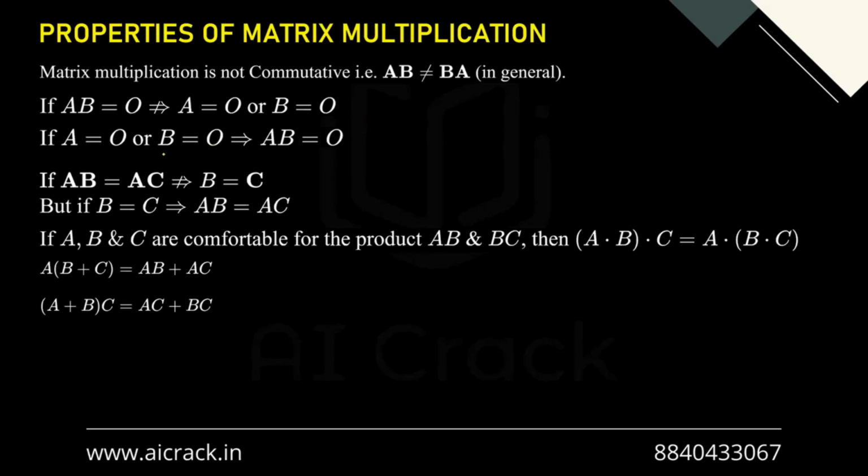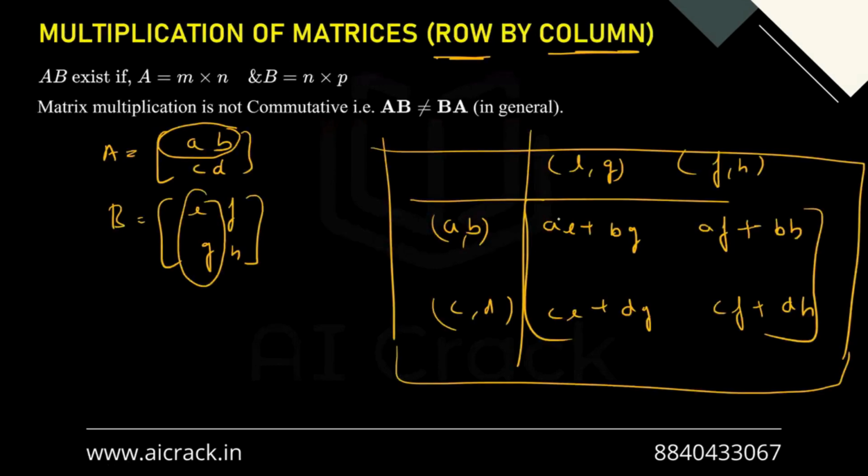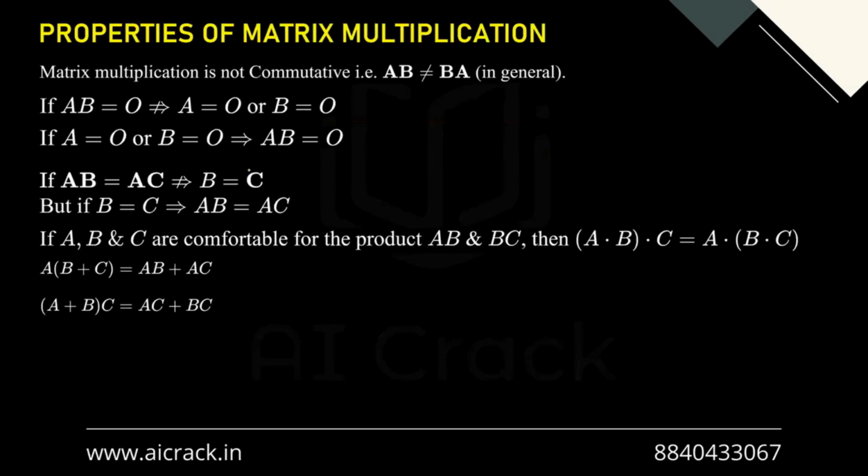If A equals O or B equals O, then AB equals O. So if one of the matrices is O, then definitely, if I'm doing this kind of multiplication, if all these terms are zero, then definitely the remaining terms would be zero as well after multiplication.